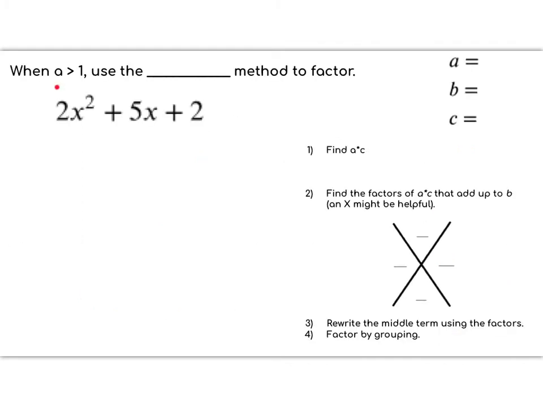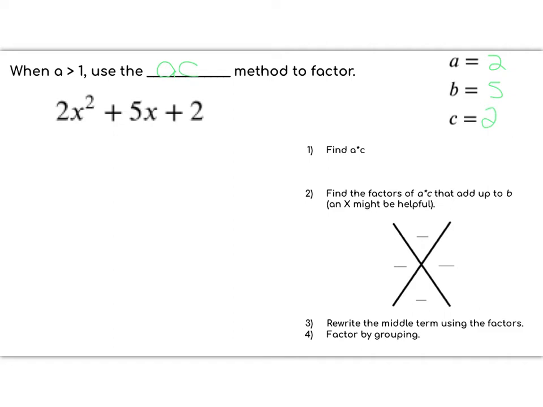Now we're going to have a coefficient of x squared that is greater than 1, okay? I said x a minute ago, but I meant x squared. When the coefficient of x squared is greater than 1, we're going to use what we're going to call the AC method, okay? So if I have 2x squared plus 5x plus 2, then a is 2, B is 5, and C, the constant, is 2.